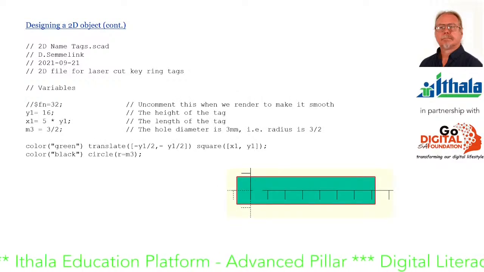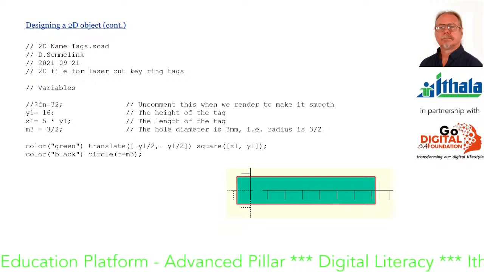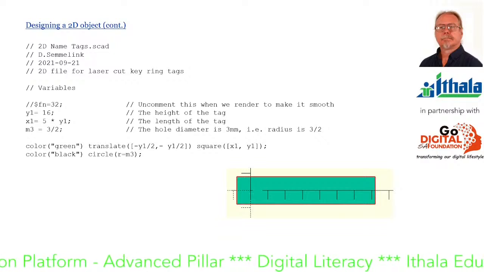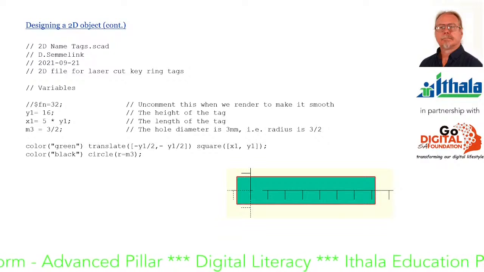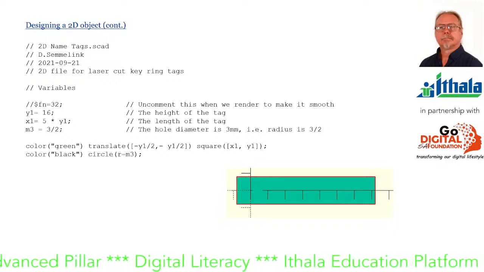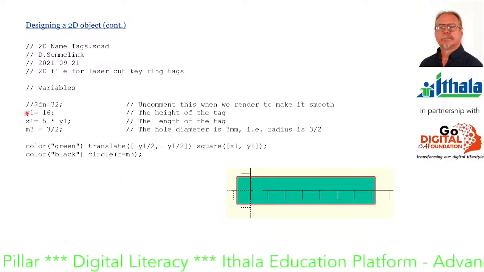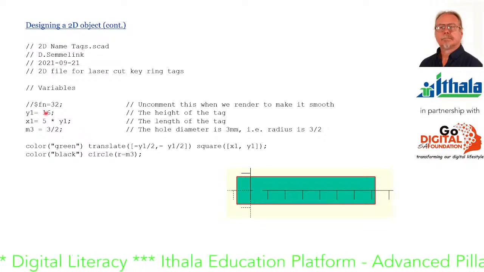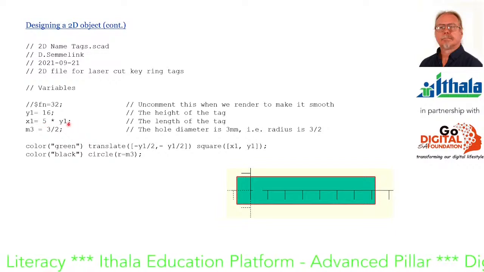Next, we want the program to be flexible. Instead of specifying each dimension, we should use variables at the top of the program so we can change the size of the tags easily. In OpenSCAD, you declare variables by giving each a name and assigning them a value. Okay, so we've got y1 is 16, that's the height of this tag. x1, we're saying that's 5 times y1.